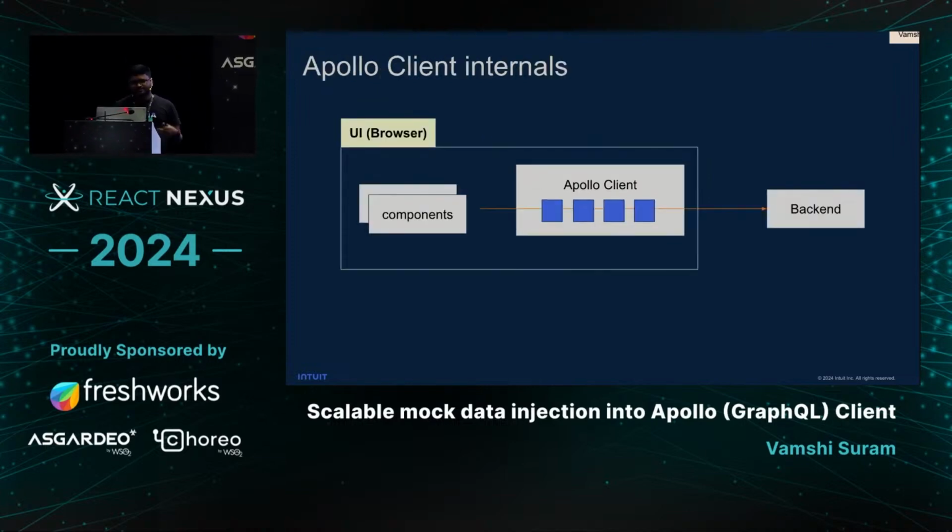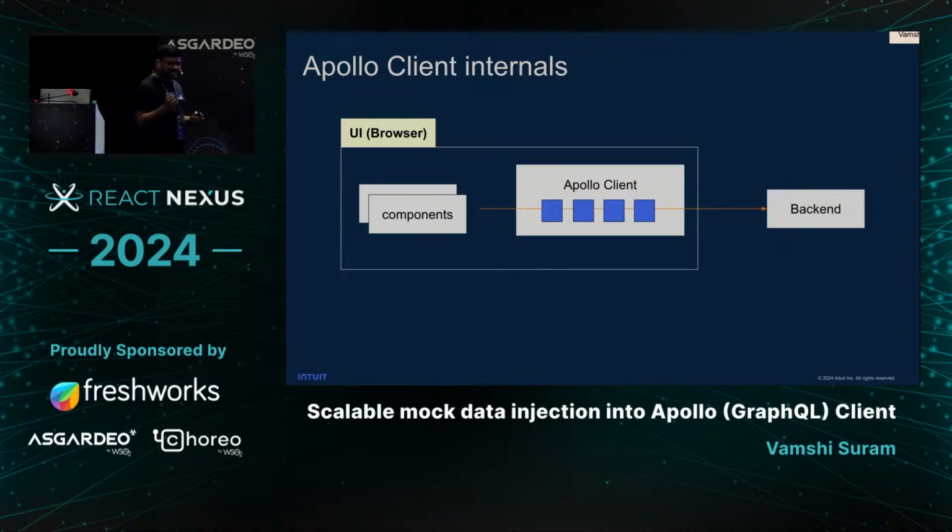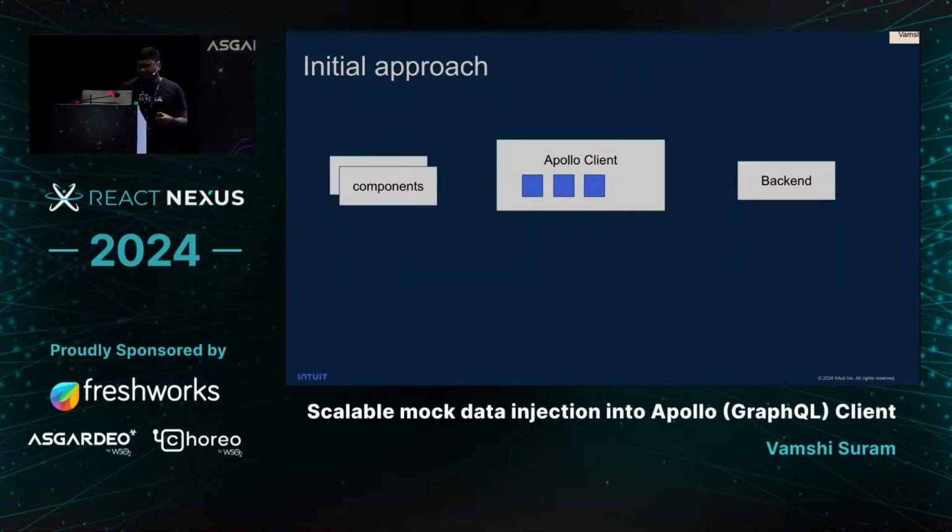Now, how can I solve the problem of mocking the data in a scalable, maintainable manner? That is the goal. How about replacing that HTTP link with a dummy link? Because after all, I want some mock data to come up, right?